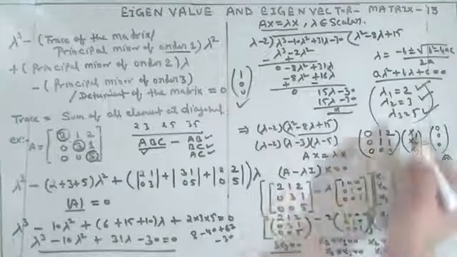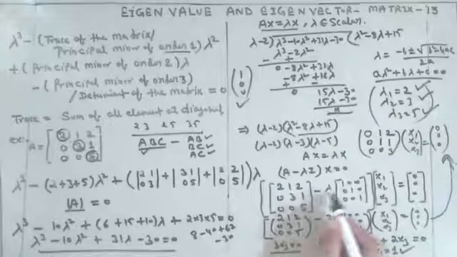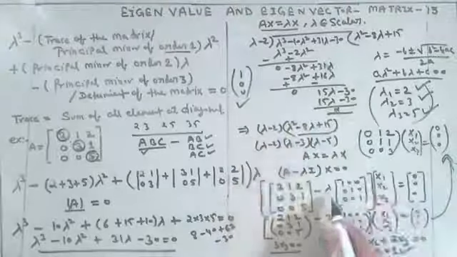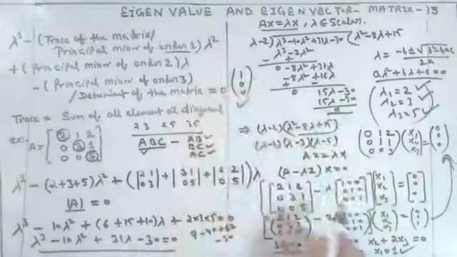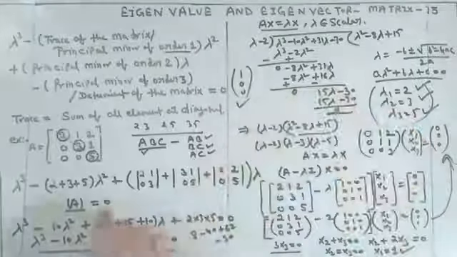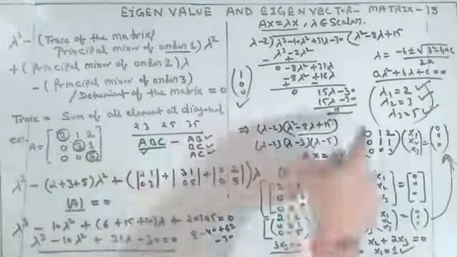This is your homework. Put this value here, then you will get another eigenvector. Put this value here, then you will get another eigenvector. So these different eigenvectors are the eigenvectors for this matrix.